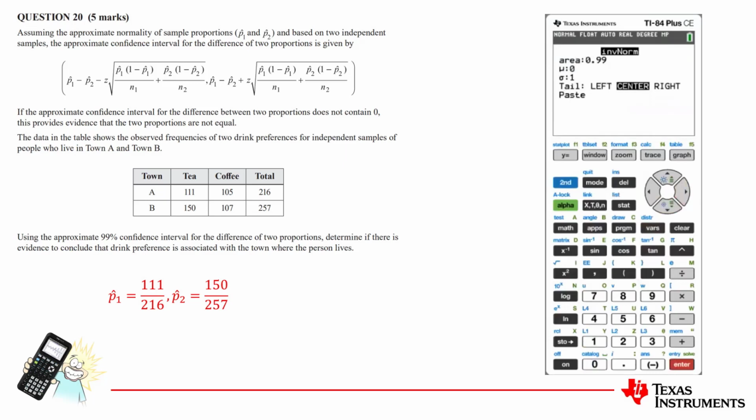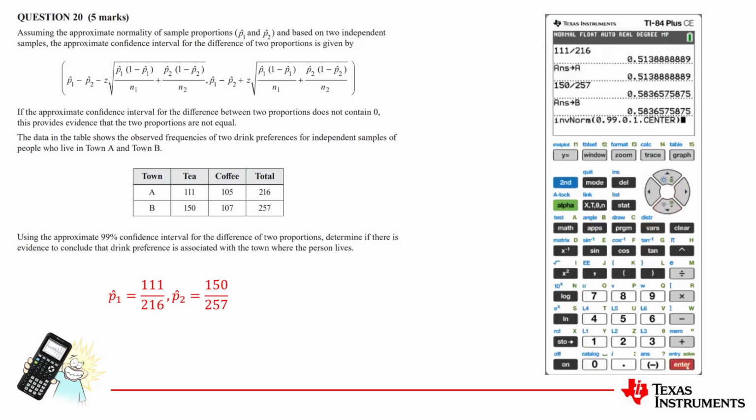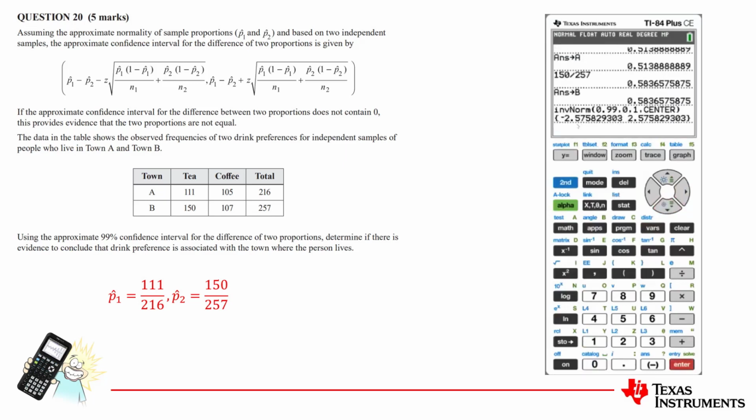And I'm looking at the center area in this case. We're looking at everything except the 0.005 area on either side of the normal distribution. So if I paste that in, I can see I get negative 2.5758, which I have there. So from here, I know what P1 is, I know what P2 is, and I know what Z is. So now I can just substitute these into the equation that I'm given at the start of the question.